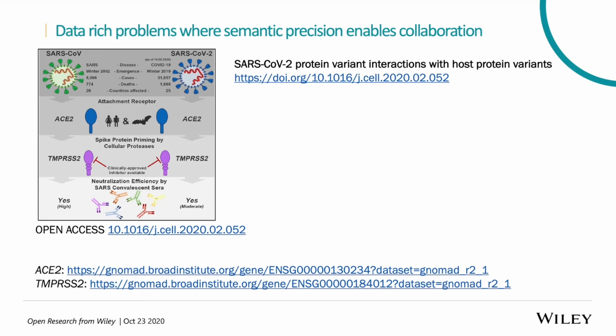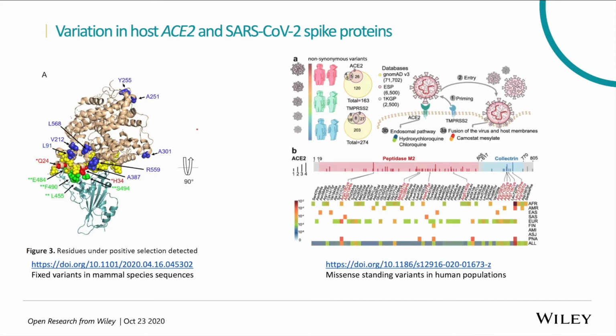And the available data on variation can be found here for ACE2 for humans, and here for TMPRSS2, again, for human population variation. You can also look at the variation between species, the fixed residues that differ between different mammals. That's relevant to host range, whether the virus can infect particular hosts like ferrets that are particularly susceptible, or other hosts that are relatively resistant like bats.